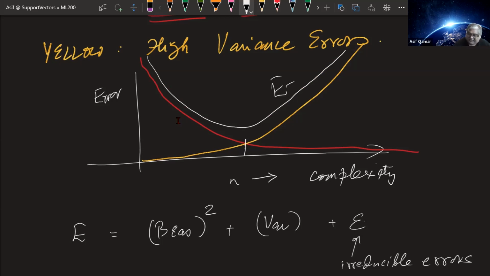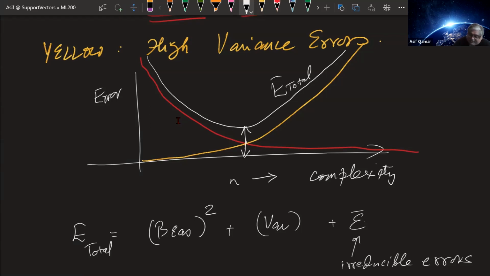Total error, E total, will go like this. And at the end of the day, you can minimize this. There will be a certain amount of irreducible error, and this is your minimum error that you can have. Are we together, guys? Do you see that? You'll reach a point of minimum error.